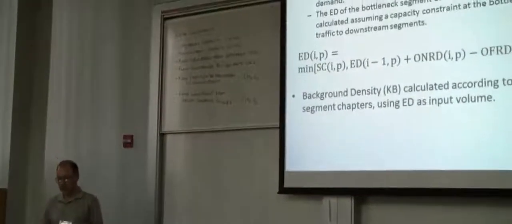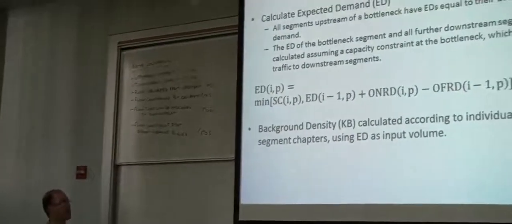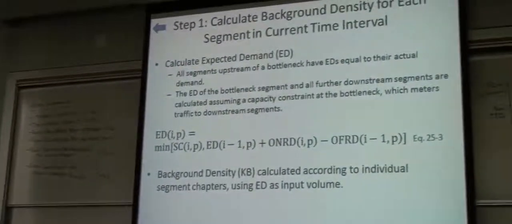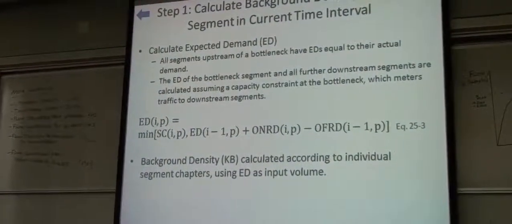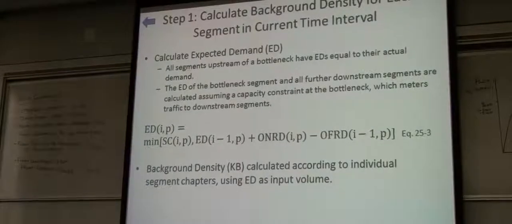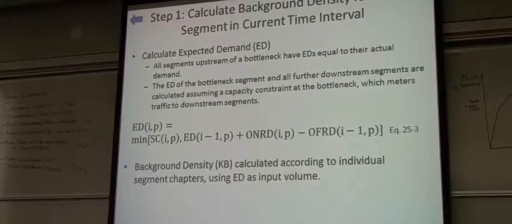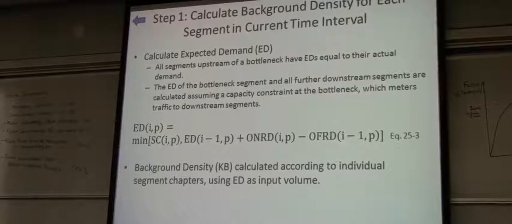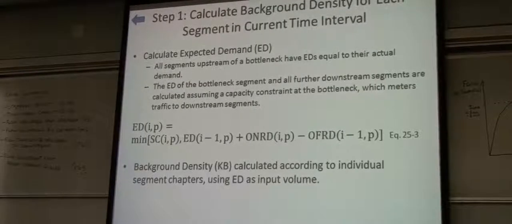And so here what we're trying to do is calculate expected demand. What kind of traffic demand are we going to expect to see on the different segments? And here we have the control for conditions where we might have an overcapacity condition. And so we've got a bottleneck, and we're only going to be able to see on a downstream segment the constrained flow coming from the bottleneck upstream. Background density, you want to say a little bit about background density?